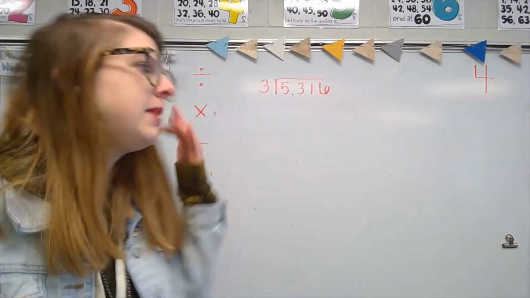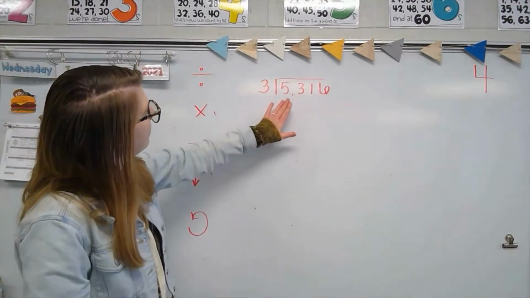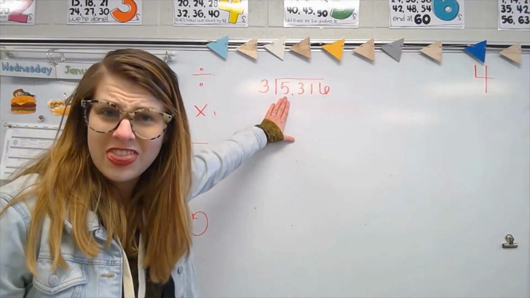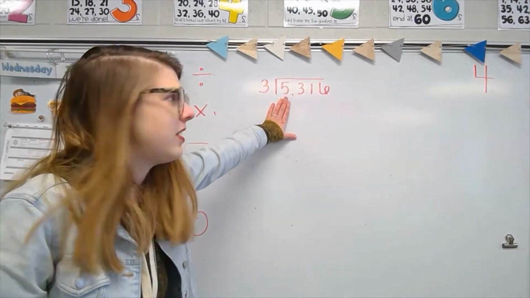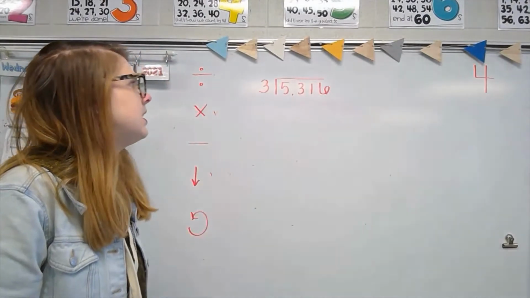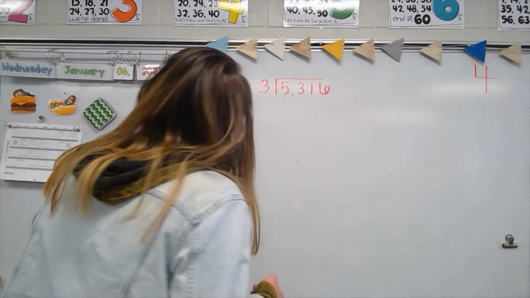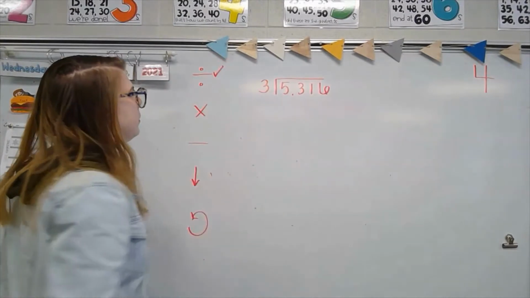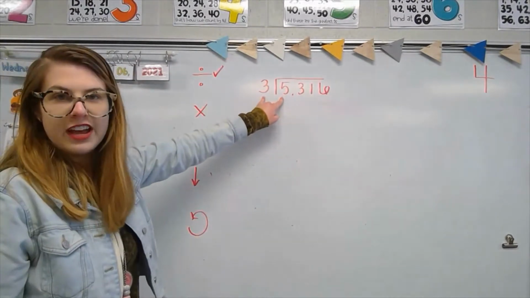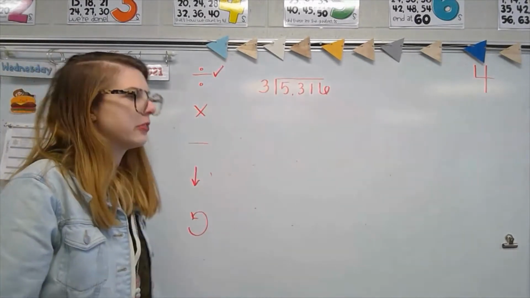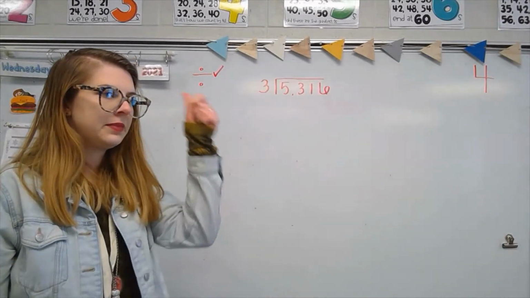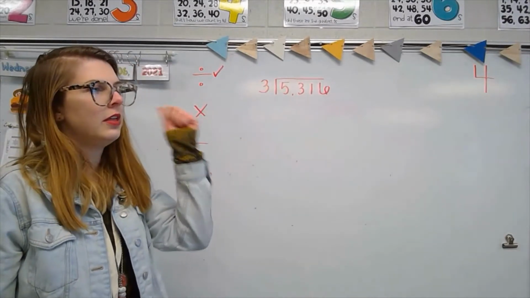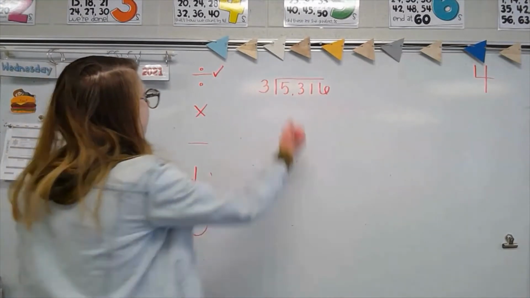Our next problem has a larger whole number inside the house. We're going up into the thousands for this one. 5,316 divided by 3. All right, we will start with step 1, which is divide. Only we're going to look at just one digit at a time. 5 divided by 3. 3, 6, too far. 3, that's only one group.